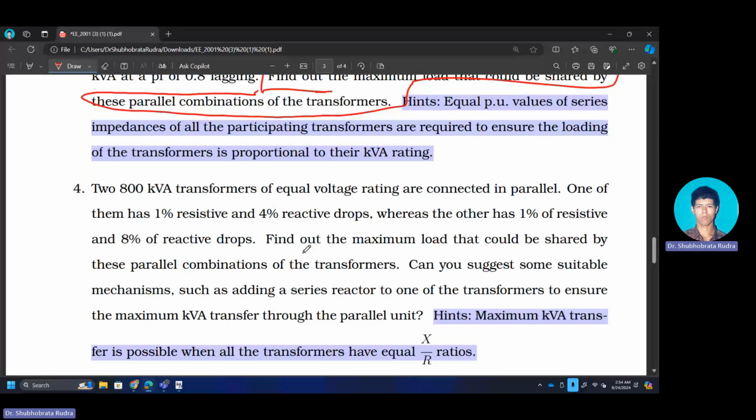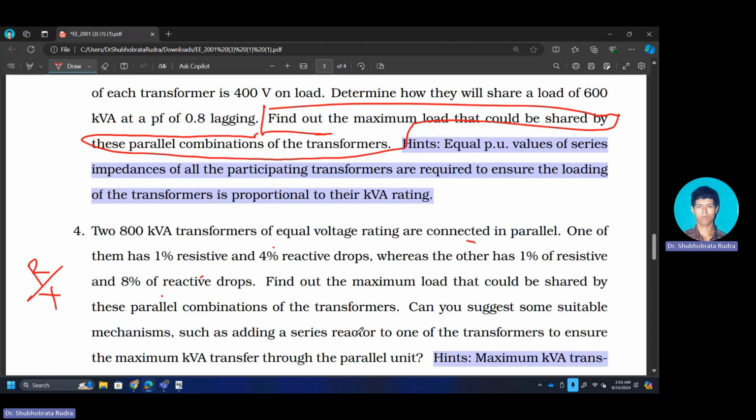Two 800 kVA transformers of equal voltage rating are connected in parallel. One of them has 1% resistance and 4% reactance. Here, for the first time, we are encountering a problem, if we compare it with problems 2 and 3, where we have to deal with transformers having different R/X ratios. One is 1% and 4%, the other is 1% and 8% reactive drop. Find the maximum load that could be shared by this parallel combination of transformers.